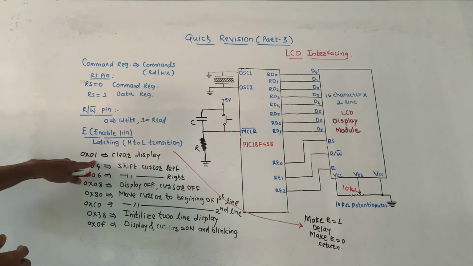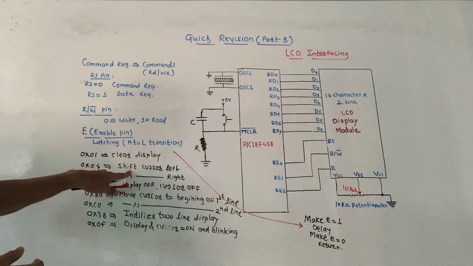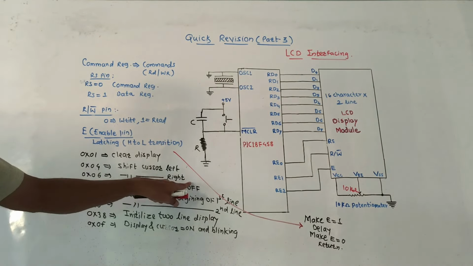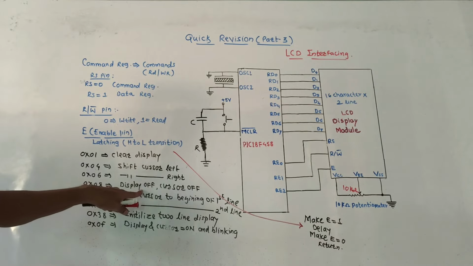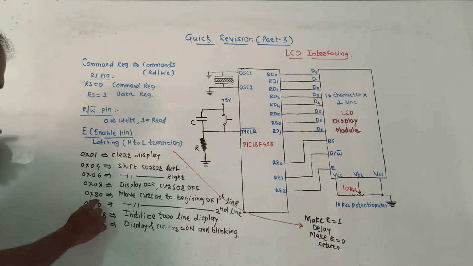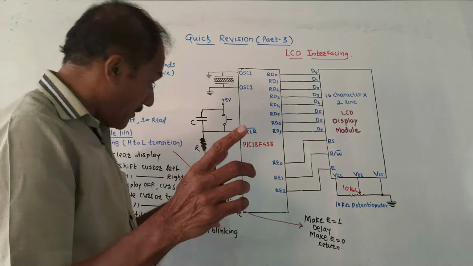So 0x01 is used for clear display, 0x04 is used to shift the cursor left, 0x06 is used to shift the cursor right, then 0x08 is display off, cursor off, that means both display and cursor will be switched off. Then 0x80 moves the cursor to the beginning of the first line.